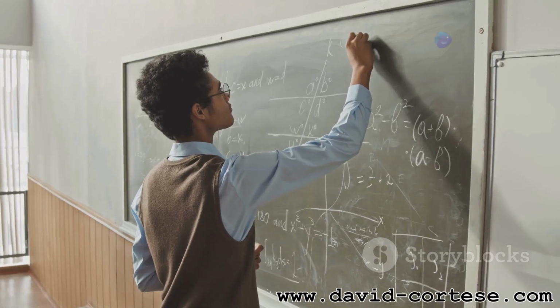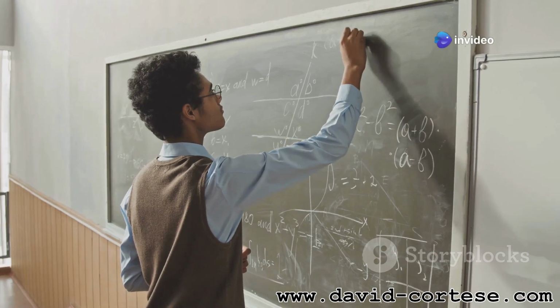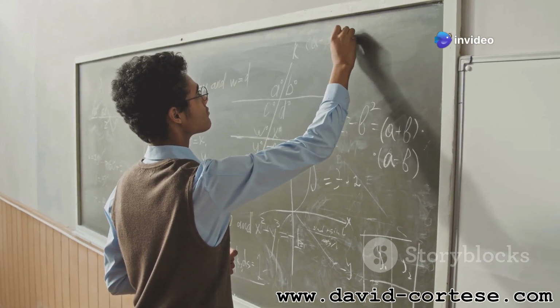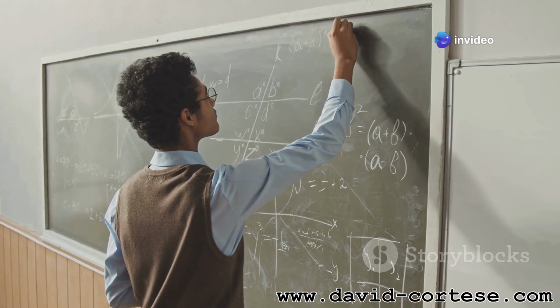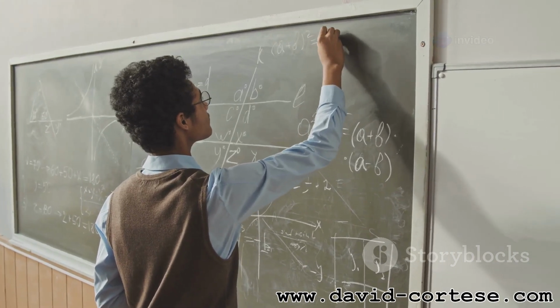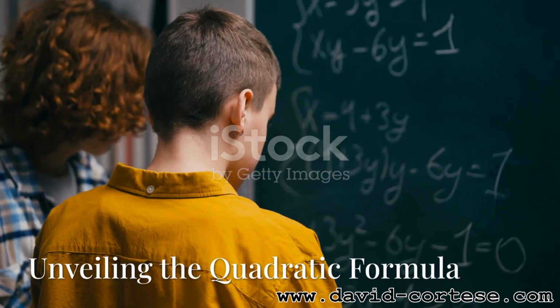For example, in the equation 2x squared plus 5x minus 3 equals 0, our coefficients are a equals 2, b equals 5, and c equals negative 3. See, not so scary after all.